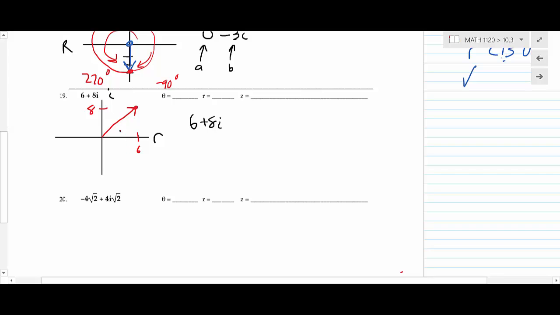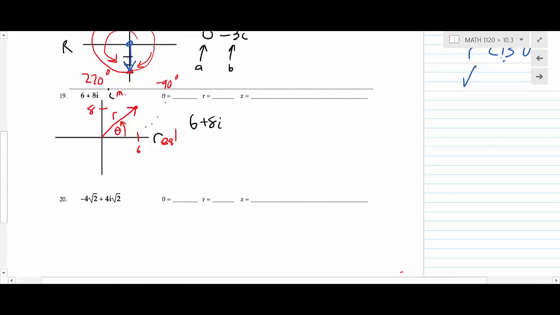Okay, your job is going to be to figure out what theta is. That's a quadrant 1 angle, clearly. And then you have to figure out what the radius is. Okay, this is the real axis again, and that's the imaginary axis. So let's go ahead and figure out r.